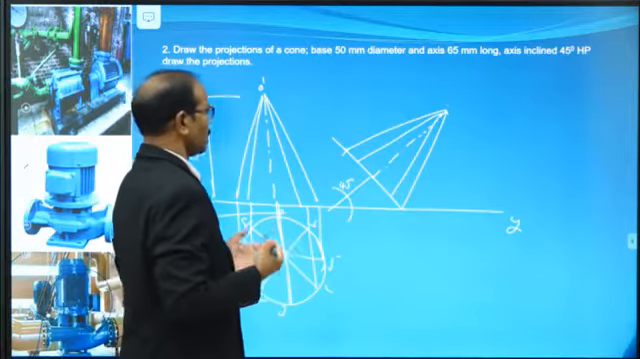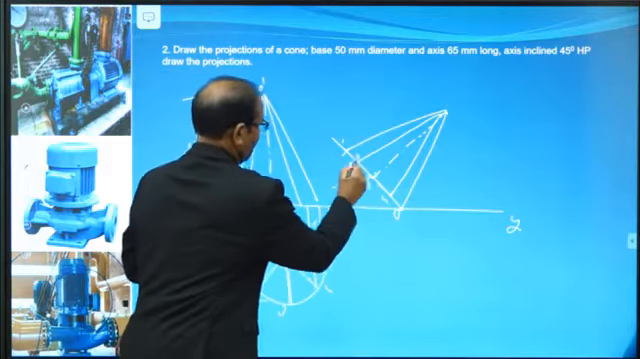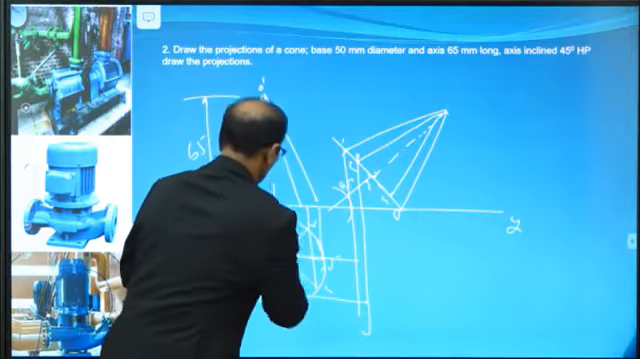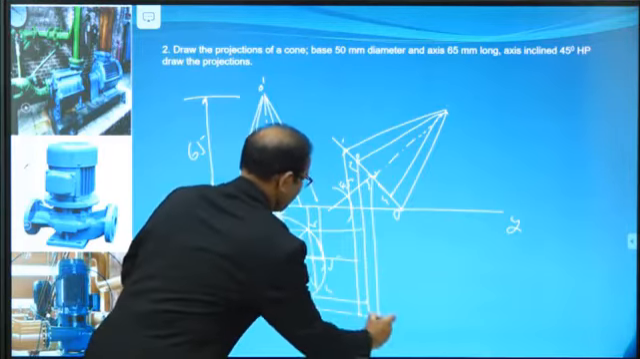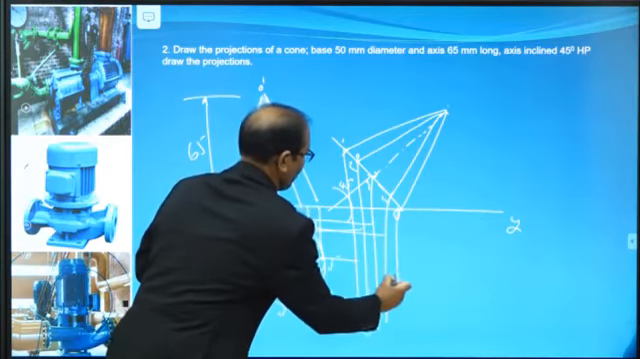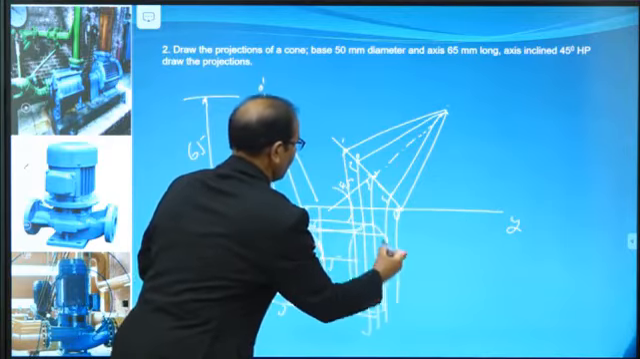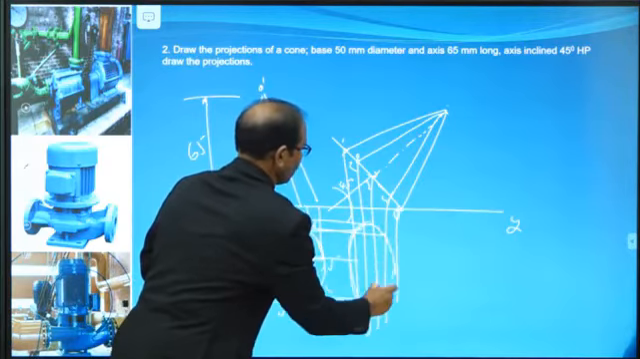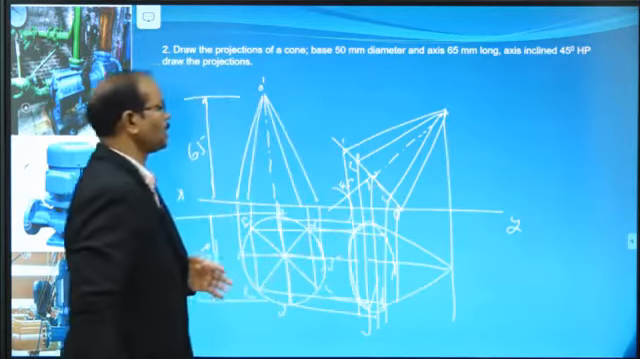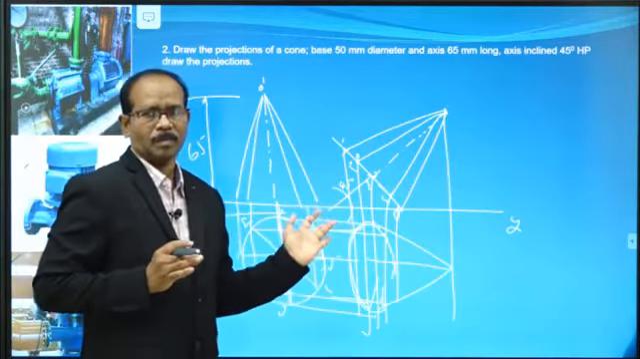It is easy to draw, but initially you may need to practice. 1, 2, 3, 4, 5, 6, 7, 8. Project 1, 2 and 8, 2, 8, 3 and 7, 3, 7, 4 and 6, 4, 6, and 5. This half is visible, this half is invisible, this is the O point. Join like this one. Now this is the way to construct the problems.